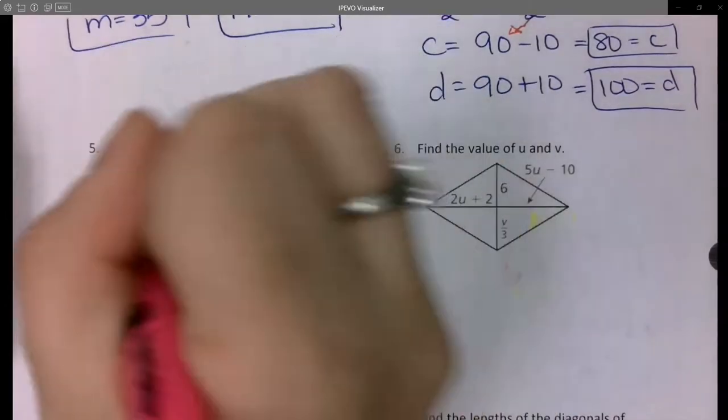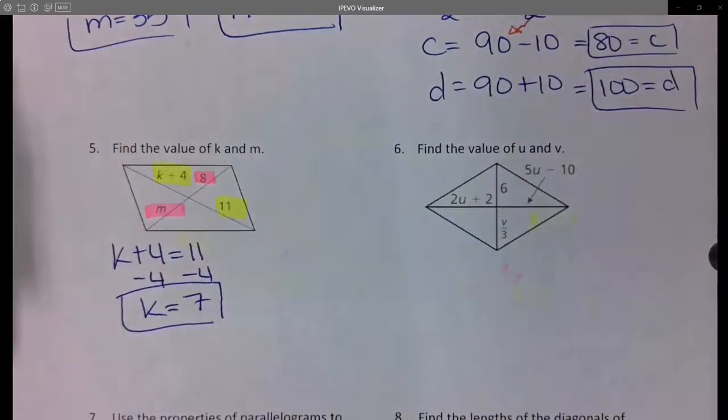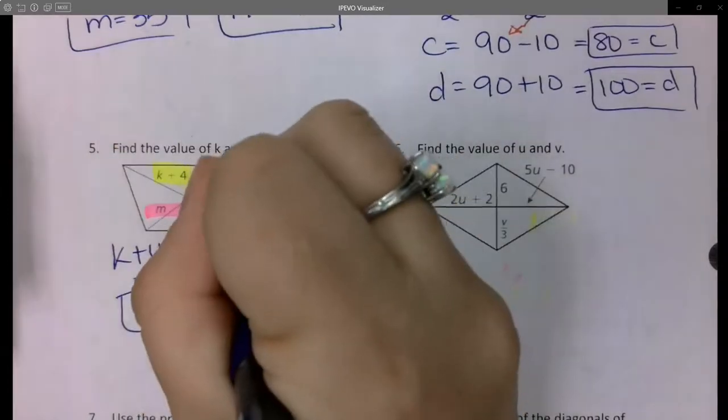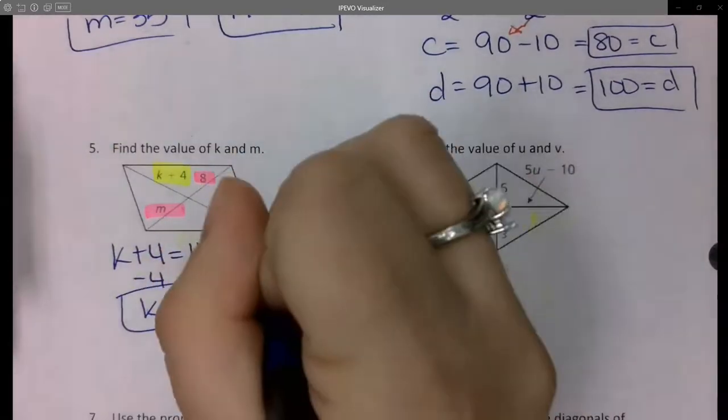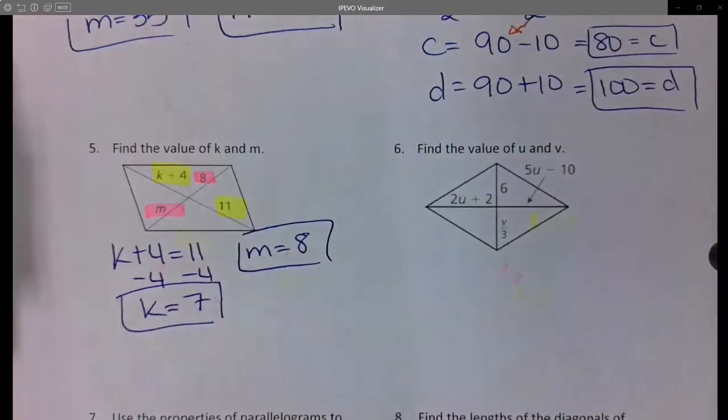Then I want to do the same thing for m. This one is congruent to the 8. I don't have to solve for anything, so m just equals 8. Questions here?